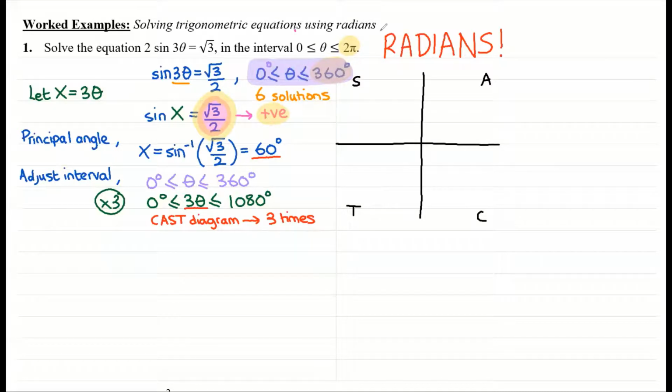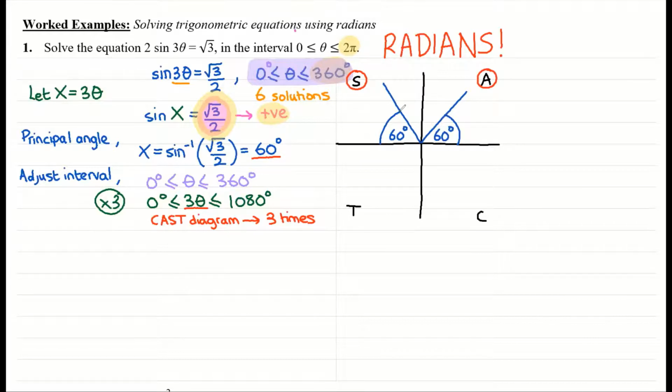So where is sine positive? Well, sine is positive in A and in S, or sine, I should say. So we're going to put the 60 degrees here and here. Great. Now let's go around the CAST diagram. So we're now going to write down our solutions.